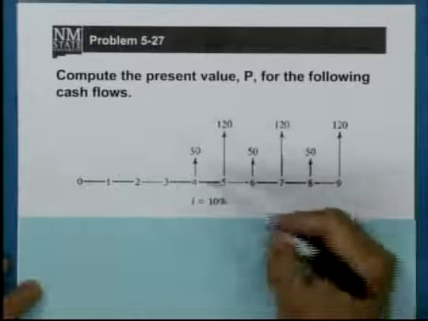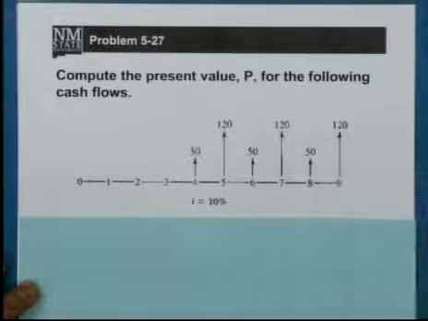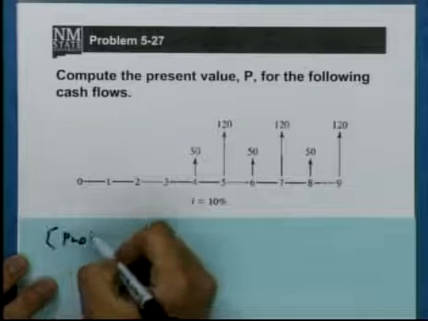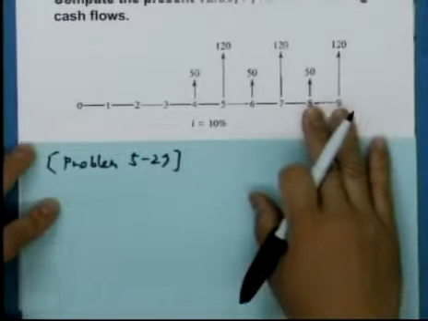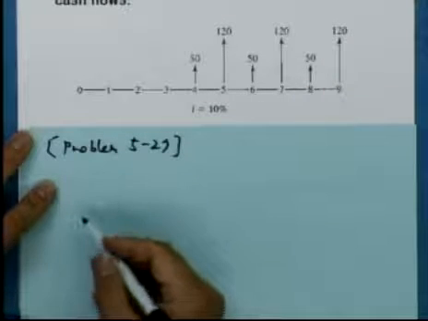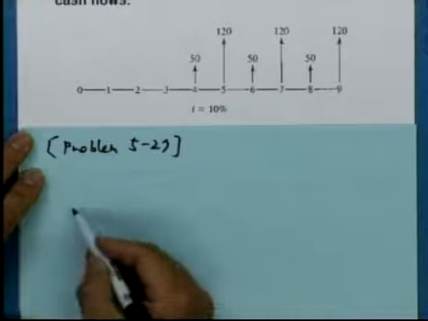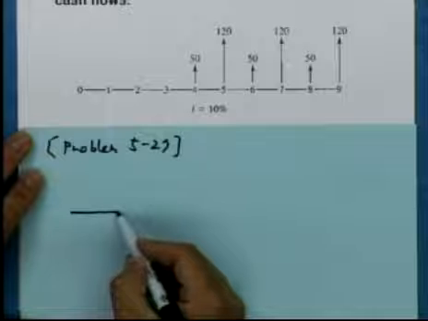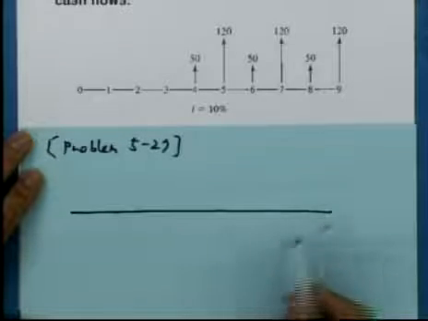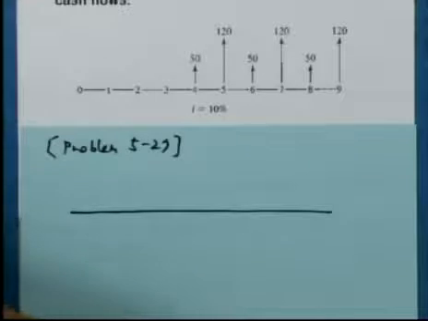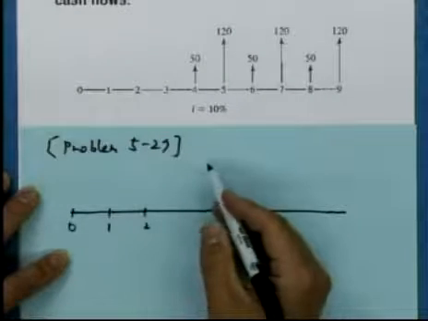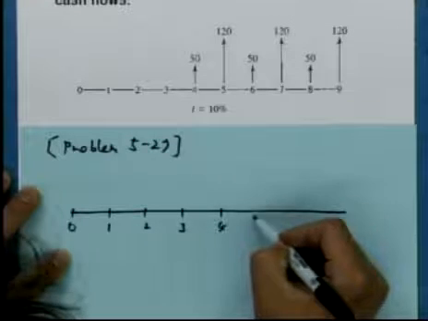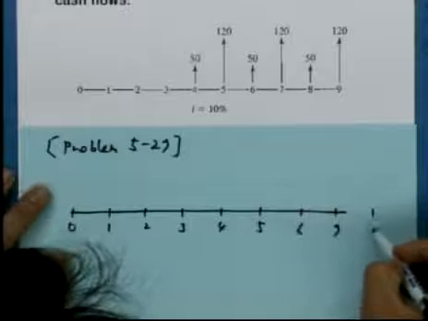This given cash flow diagram can be broken into two components. So here, let me redraw the cash flow diagram first, because it's not very clear. 0, 1, 2, 3, 4, 5, 6, 7, 8, 9.